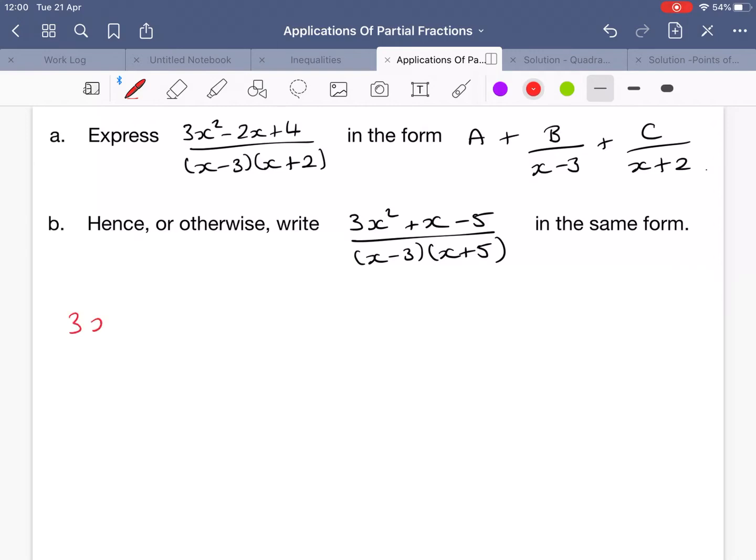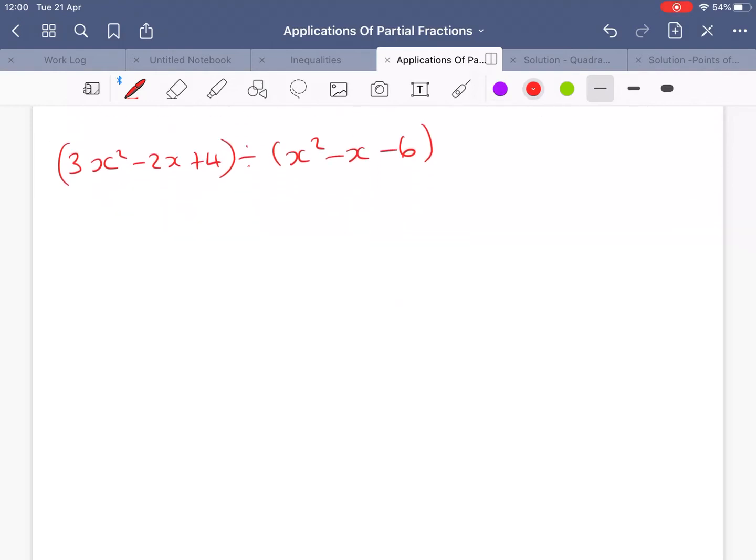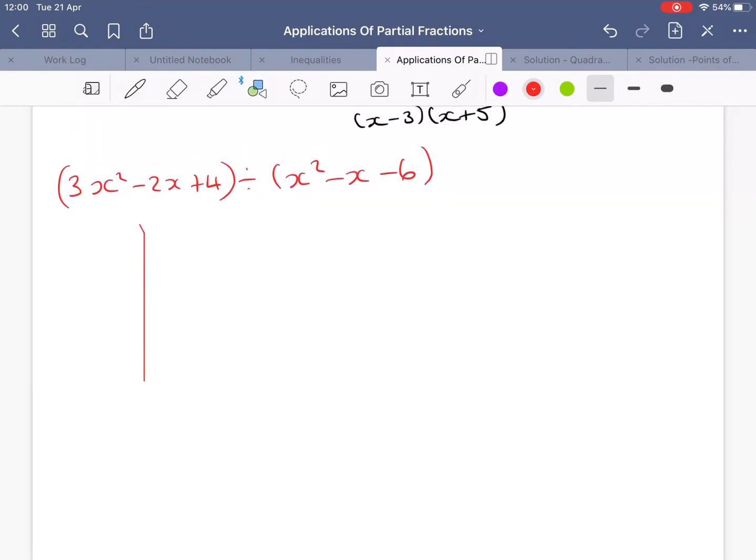So effectively what I've got is 3x squared minus 2x plus 4 divided by, and if I expand the little double bracket in the denominator, I've got an x squared minus x minus 6. So going back to our polynomial division. So what have we got? We're dividing by x squared minus x minus 6. I have a 3x squared, so I must have had a 3, because 3 times x squared makes 3x squared. Multiply down that column, minus 3x and minus 18.